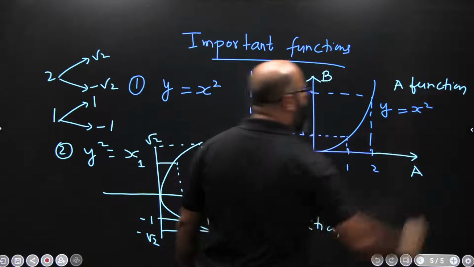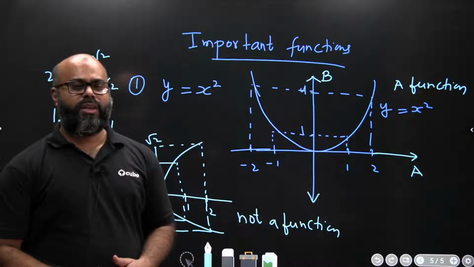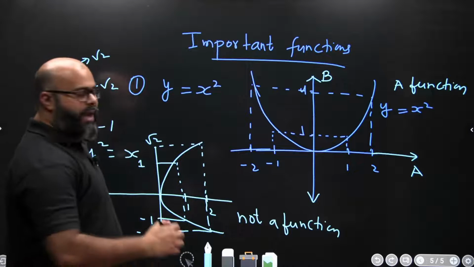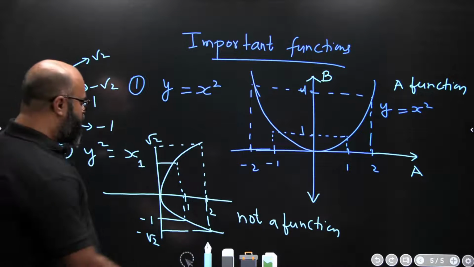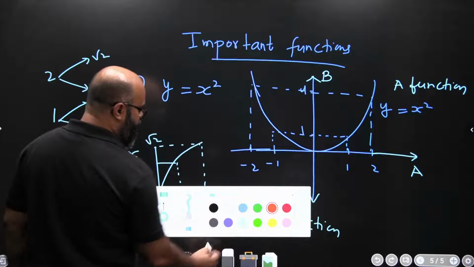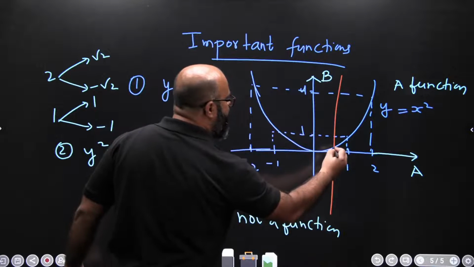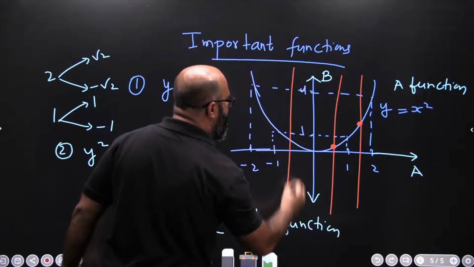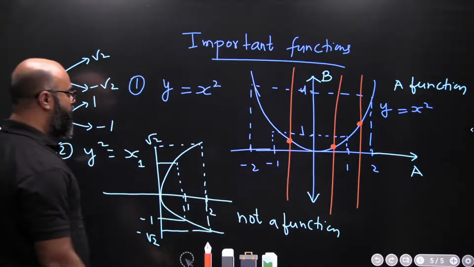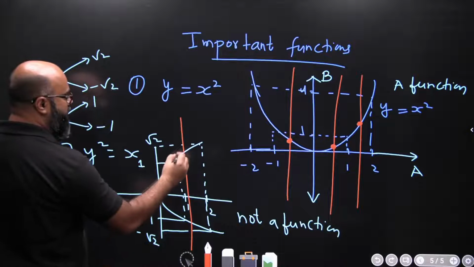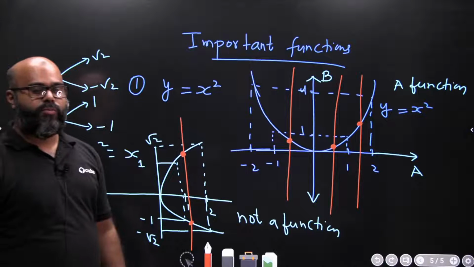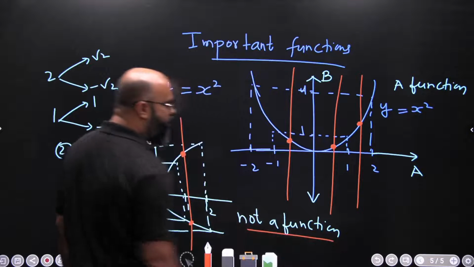Another way to check whether it is a function or not is to draw the graph, and after drawing it, draw a line parallel to the y axis. If we draw a line parallel to y axis like this, it is intersecting at only one point. Similarly, here it is intersecting at only one point. Then it is a function. Here if we draw a line parallel to y-axis, it is intersecting at 2 points. So it is not a function. It can't intersect at 2 points.